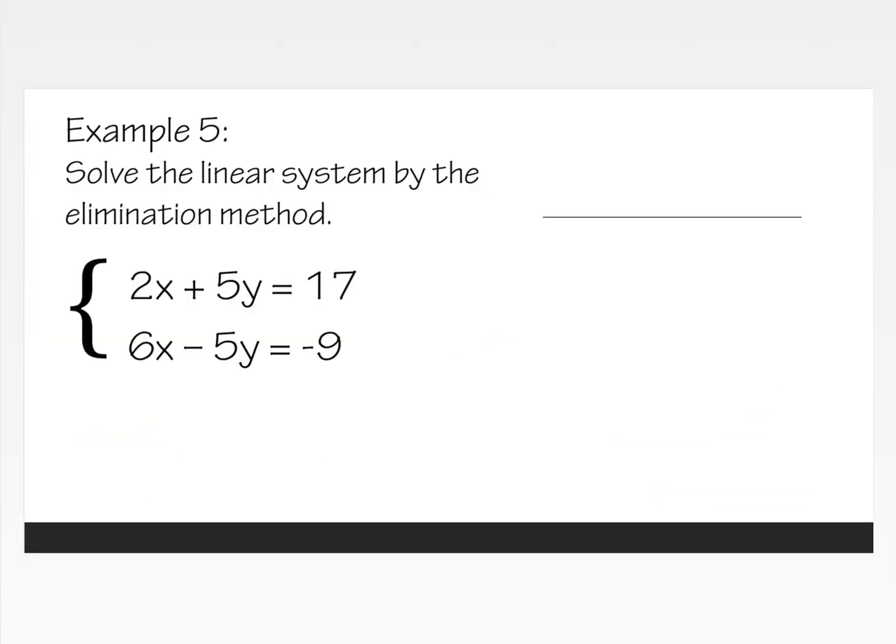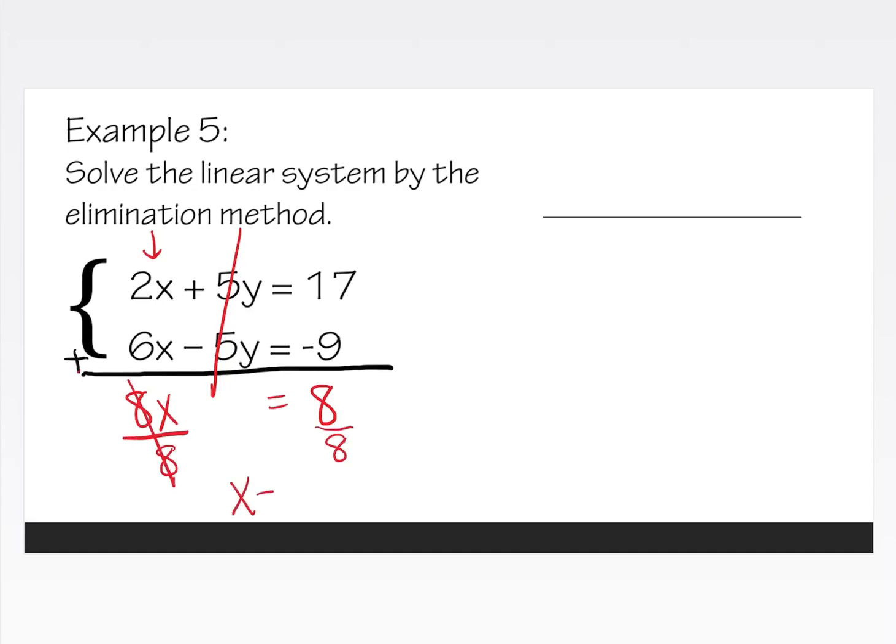Now let's move on to, last but not least, elimination. So in this example, example 5, we're asked to solve the linear system by elimination. In this case, we're just going to add vertically. That's all elimination is. So I'm going to add each column. 2x plus 6x gives us 8x. Again, we're adding our like terms. Positive 5y minus 5y adds to 0. And 17 plus a negative 9 gives us positive 8. So now we can solve this as a one-step equation. We're going to divide both sides by 8 and get x equals 1.